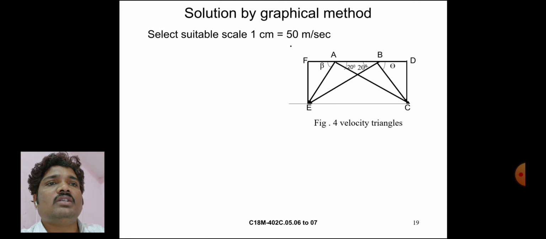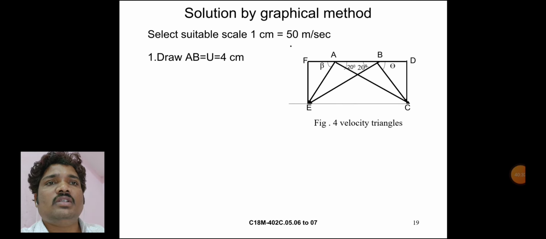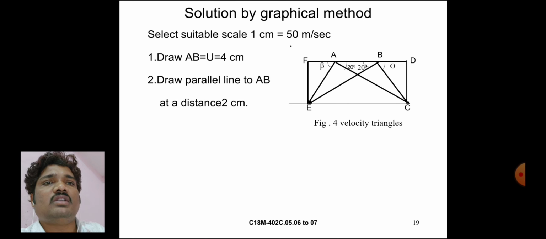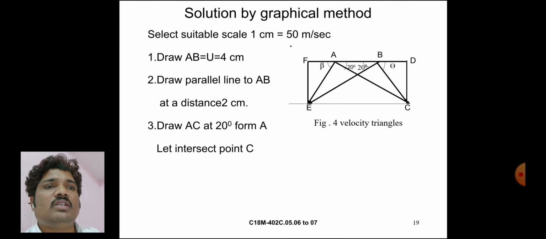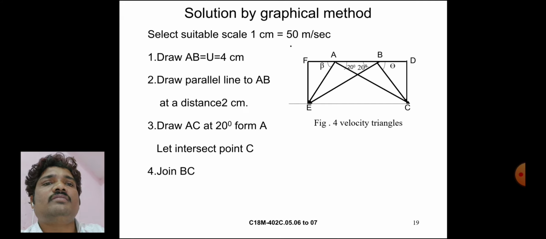Solution by graphical method. Select a suitable scale: 1 centimeter is equal to 50 meter per second. Draw AB, where U is equal to 4 centimeter, for the velocity triangles. Draw a parallel line to AB at a distance of 2 centimeter. From A, draw AC at 20 degrees and let it intersect at point C. Join BC. Extend AB to the right side.